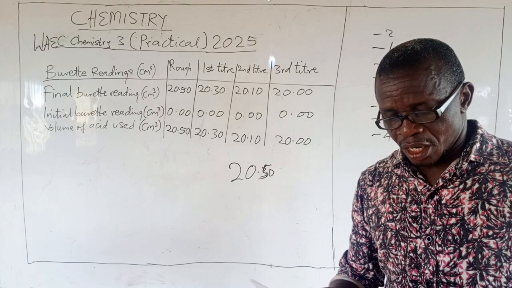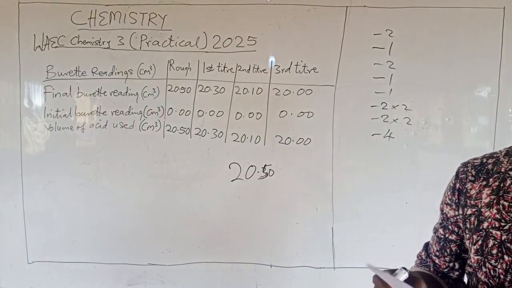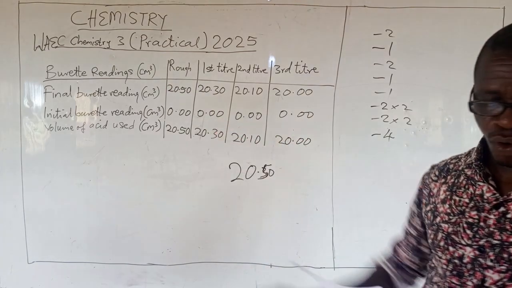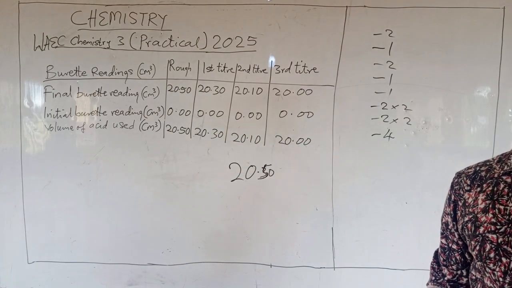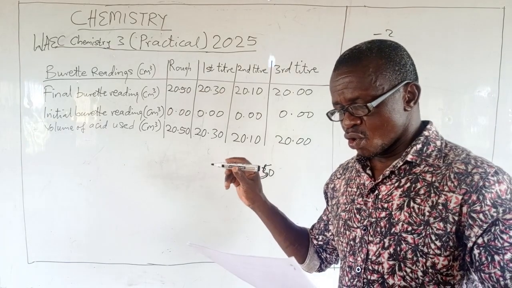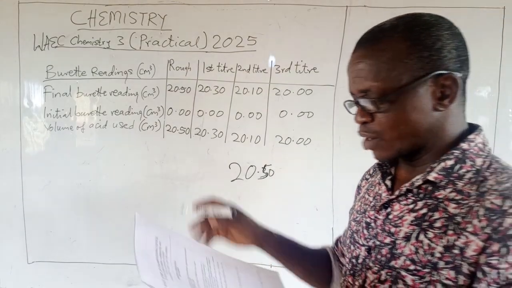Okay, now let's move on to another point. The candidate that uses 0 as initial but fails to record volume of acid used, minus 1.